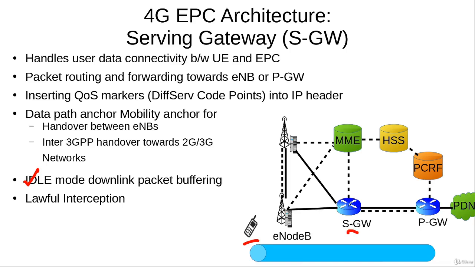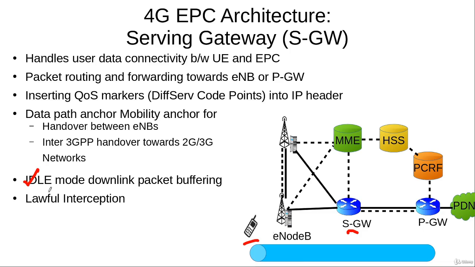gateway, in other words, it would be buffered in this serving gateway, and the serving gateway would inform the MME about this incoming data, and this MME would then page or inform this user equipment about this incoming data. So this user equipment would then connect to the 4G network, and after that it can receive its user data from the serving gateway.